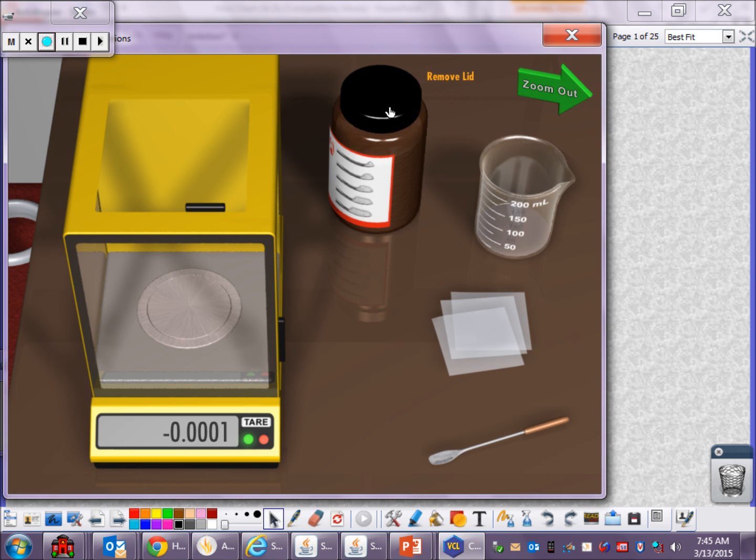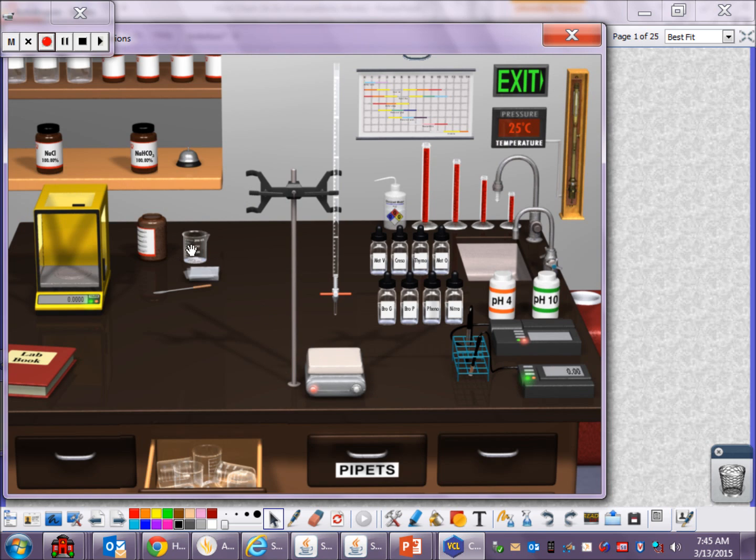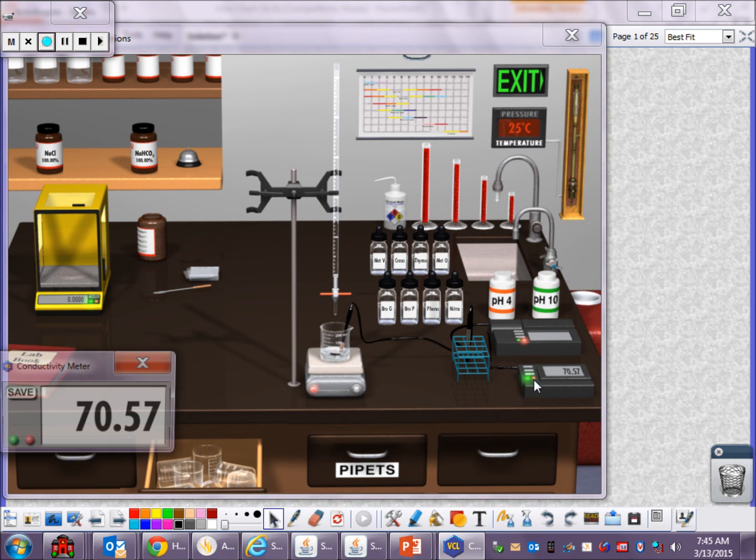Let me open the lid. Get some of my chemical, put it in the beaker, go back in the lab, put it on the stirrer, add 25 ml of distilled water, and stir it. And I'm putting my conductivity probe in the beaker and checking the conductivity. It definitely conducts electricity. So my sodium carbonate conducts electricity. Let's try a third chemical.